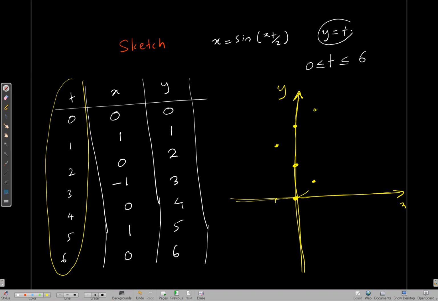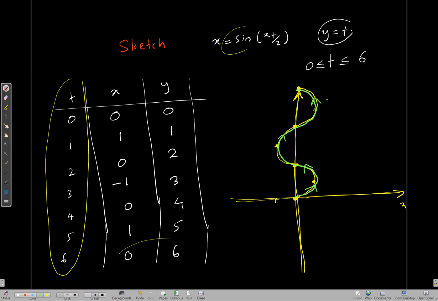Now we see the pattern. It is going, and this is a sine curve. So since we have sine, it's going like this, and the last one, 0, comma 6, right here. So we don't have any more. See, this little part of the curve is denoted by this parametrization.